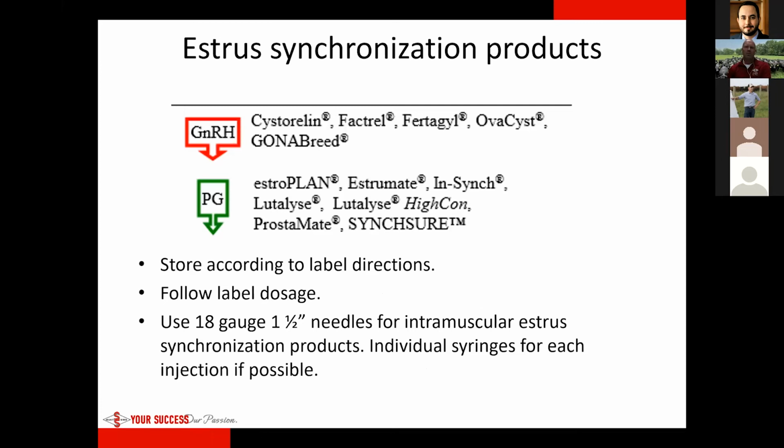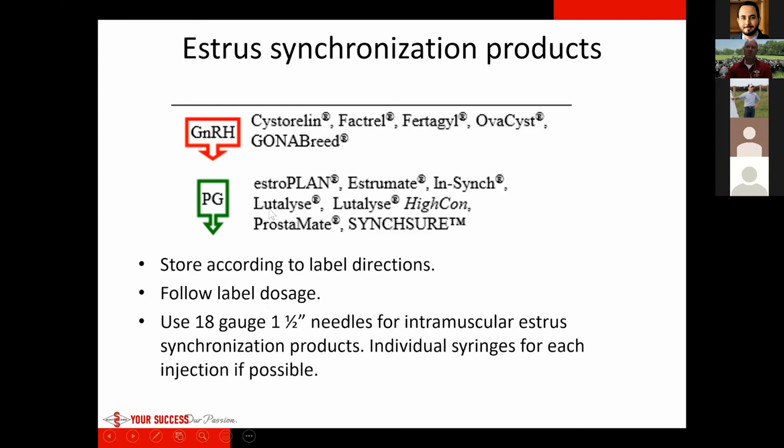So I just want to touch briefly, as you look at the estrus synchronization protocol pages, you're going to see all these synchronization products. You've got your GnRH products and the name brands of those GnRH products. You've got your PG or prostaglandin products and the name brands of them as well. Now, for me, the biggest thing with these products, these are all injectable products, is making sure they're stored according to label directions. Some suggest a controlled temperature, some are not so much of a controlled temperature as far as product storage. Follow the label dosage.